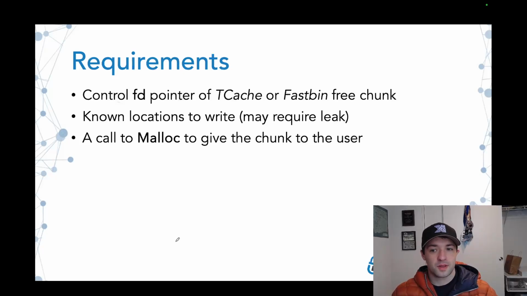So in order to do this with the Tcache, you need good control over the FD pointer. And that's the case for both the fastbin and Tcache. This is going to require a known location to write to, and a lot of times you're going to need an info leak. If PIE or ASLR is disabled, then you don't have to worry about that. Maybe there's some static spots in memory on an IoT device. I don't know. But you're going to need a known location to write to. And of course, you need calls to malloc that give the chunk to the user, because if you can't control the sizes in any capacity and get that chunk back, it's useless.